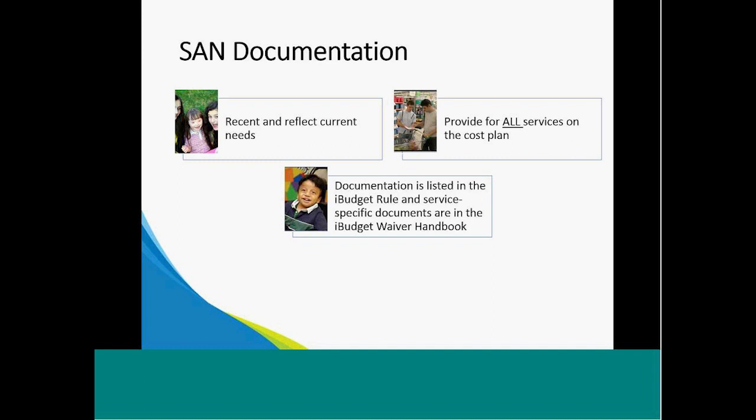Some of the documentation that is on the job aid is stuff that's specifically required in the iBudget rule. And service-specific documentation requirements are in the iBudget waiver handbook. So I want to go back to the job aid so that we can review some of the documentation that I know reviewers have to continue to ask for quite a bit. And then the others, you can just look at on your own.